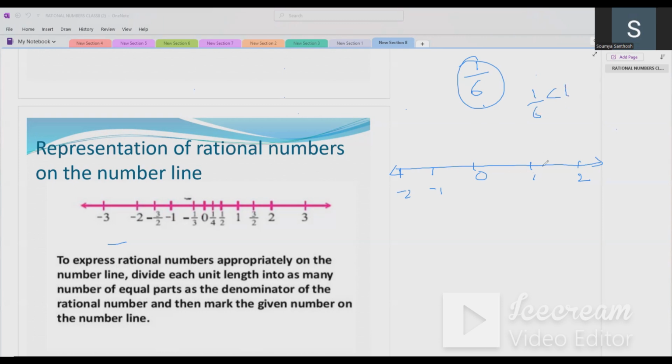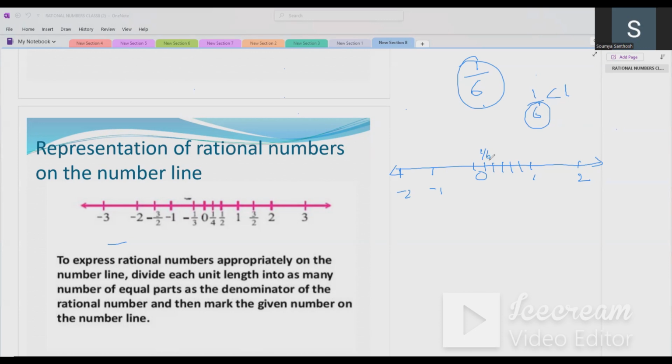This is understood? Now, next step, what should you do? You should see the denominator, 6. What does the denominator represent in the fraction? Total number of parts, correct? So that means 0 to 1, we are going to divide equally into how many parts? 6 parts. So 1, 2, 3, 4, 5 and 6. Now out of 6, which part? 1/6. So this is 1/6.